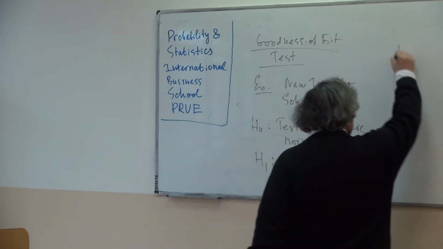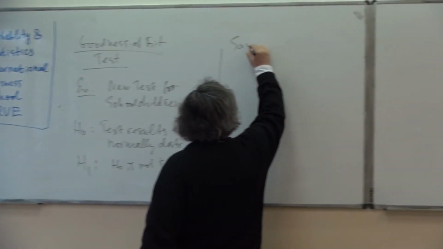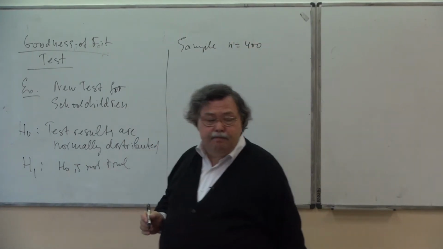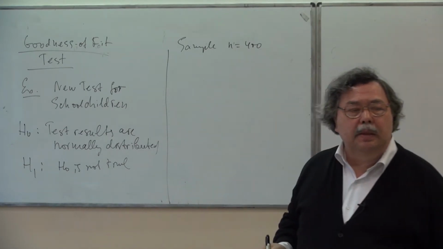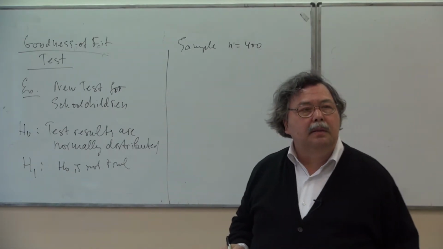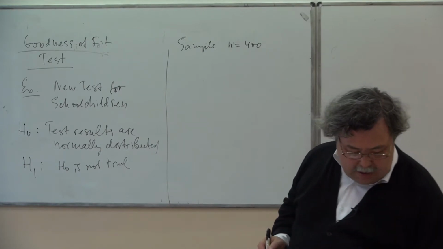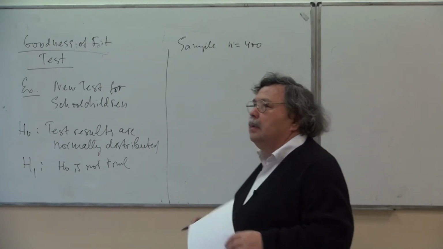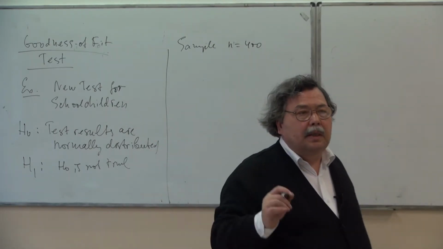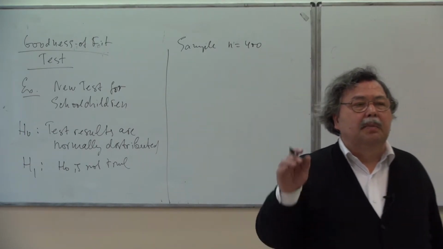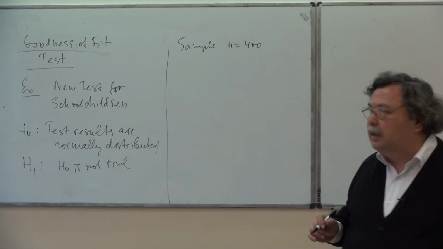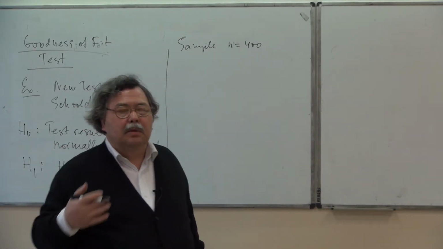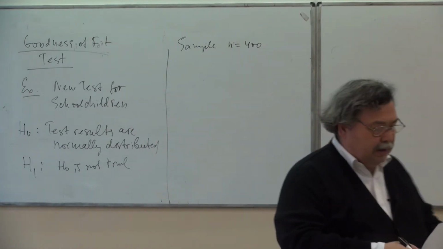Well, then we say, suppose we take a sample of size 400, for example. Which means in practice that we give this test to 400 school children, and then we actually record the number of grades received by each of the school children on this test. How do we organize these data? What do we do to this data?